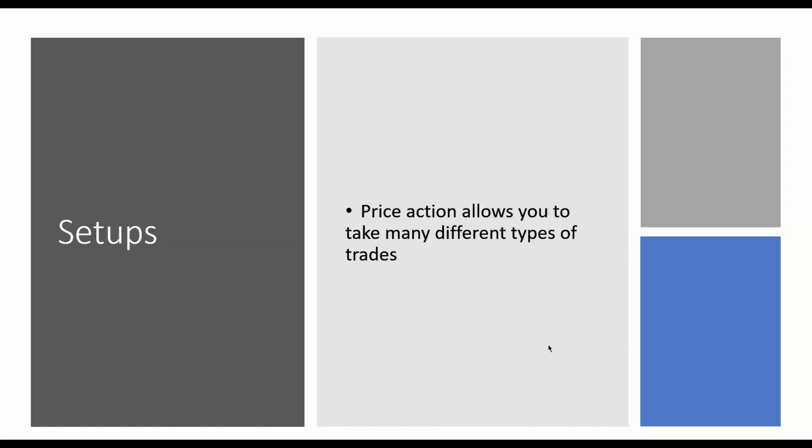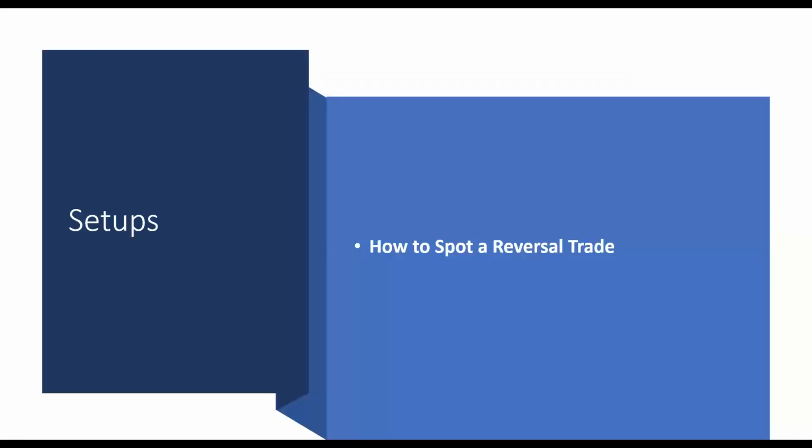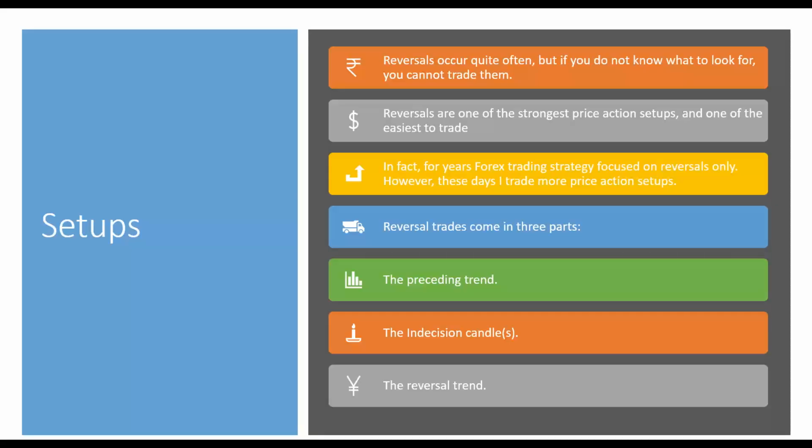Price action allows you to take many different types of trades. So this is only one of your strategies, one of your trade setups, and this is a reversal trade. Reversals occur quite often, but if you do not know what to look for, you can't trade them. Reversals are one of the strongest price action setups and one of the easiest to trade. In fact, for years, my Forex trading only focused on reversals.